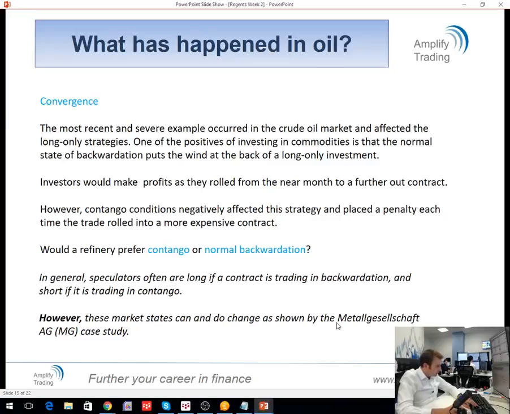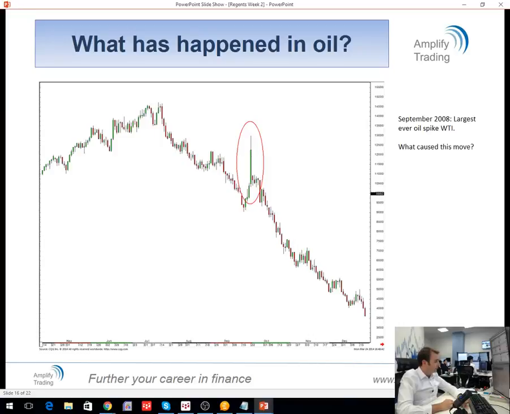However, a German company called Metallgesellschaft lost billions of dollars by assuming the market was in backwardation, buying the futures contracts, rolling them over each time for a higher price, and actually that market changed into contango. What happened here? This was the biggest oil price spike on the futures market, biggest price spike in history, September 2008. Does anyone know what happened here? 9 o'clock in the evening, and we moved over $30 in 30 minutes.